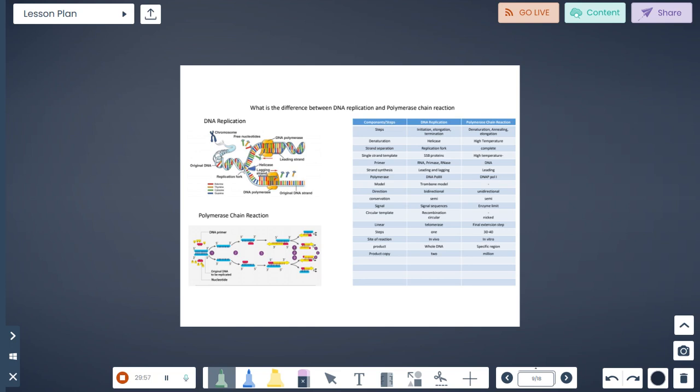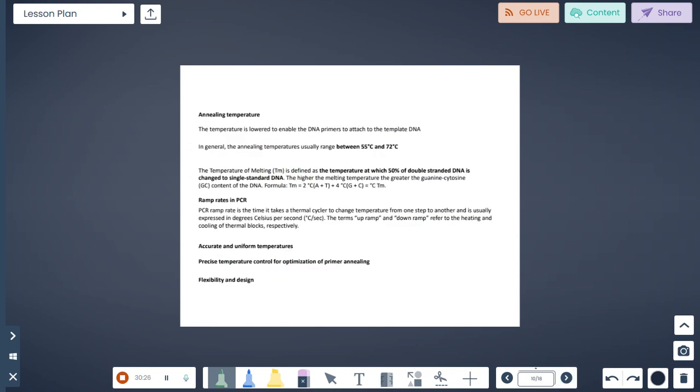And there are 30 to 40 cycles involved to get the PCR product. So it is an in vitro process. And in the case of PCR, you are actually amplifying only a specific region. But in the case of DNA replication, the whole DNA is replicated. And in the PCR, once it is finished, you will get millions of copies of the specific region. So that is the difference between DNA replication and polymerase chain reaction.